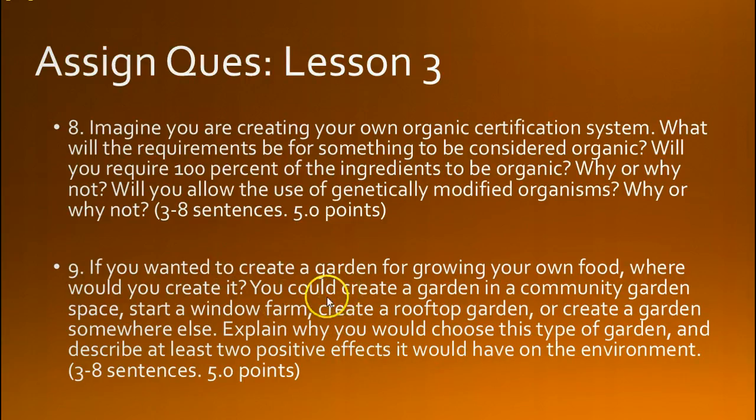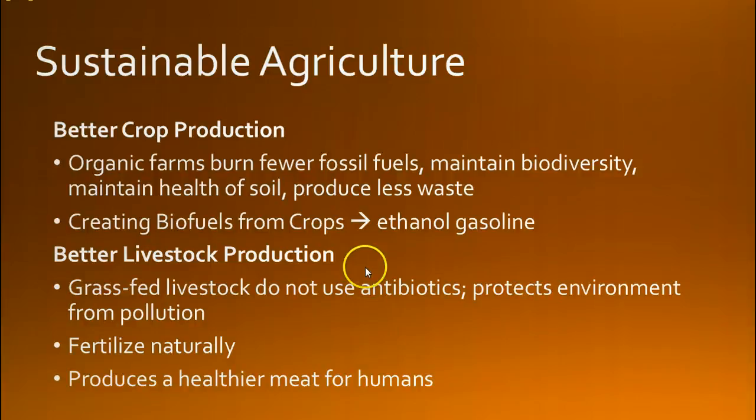If you wanted to create a garden for growing your own food, where would you create it? You could create a garden in a community garden space, start a window farm, create a rooftop garden, or create a garden somewhere else. Explain why you would choose this type of garden and describe at least 2 positive effects it would have on the environment. So pretend you're growing a garden and let me know where you're going to grow it, how you're going to grow it, and what are some positive effects about growing your own garden.